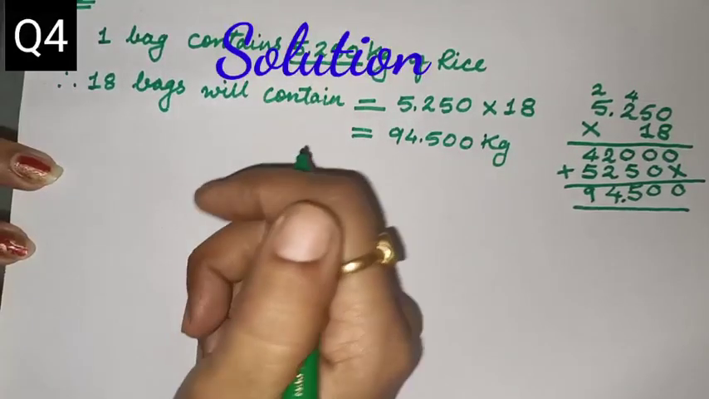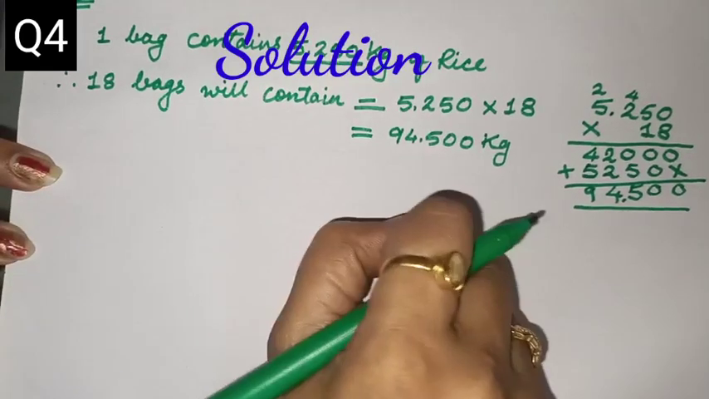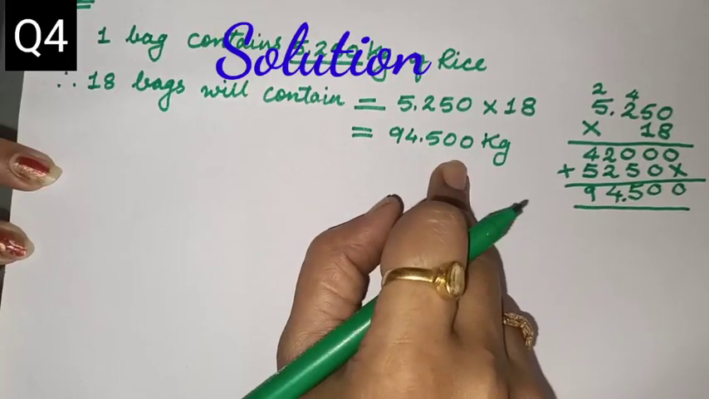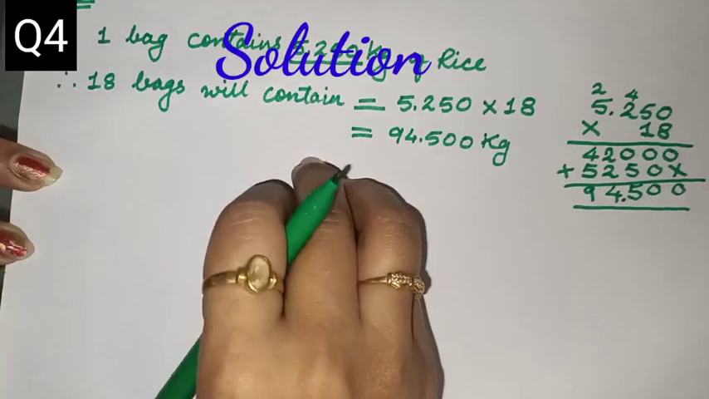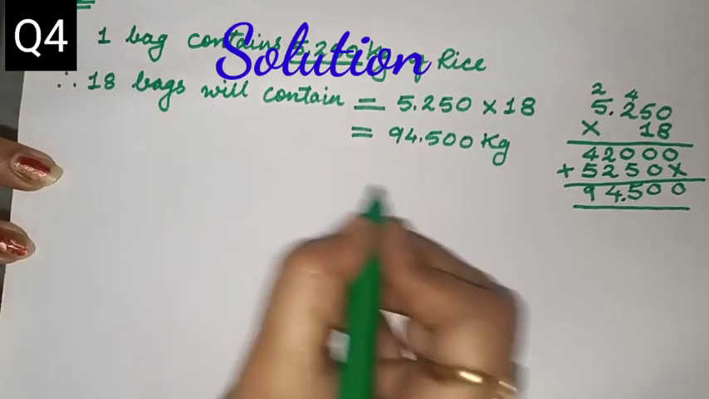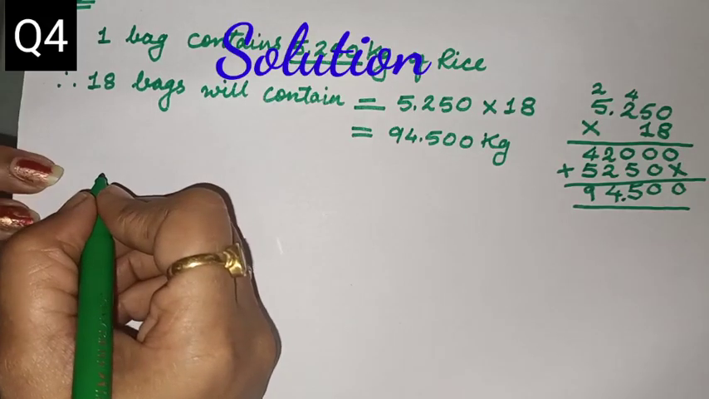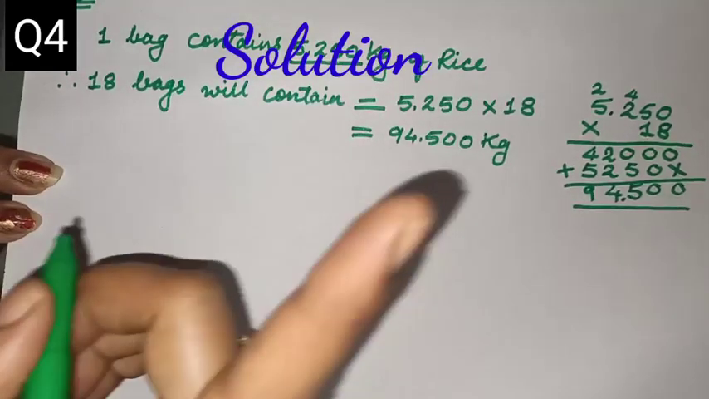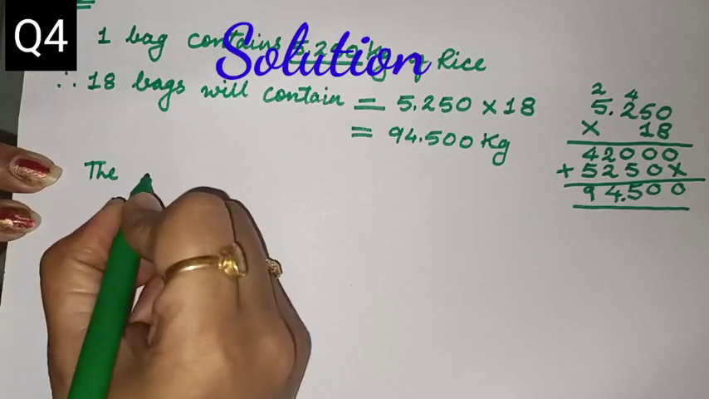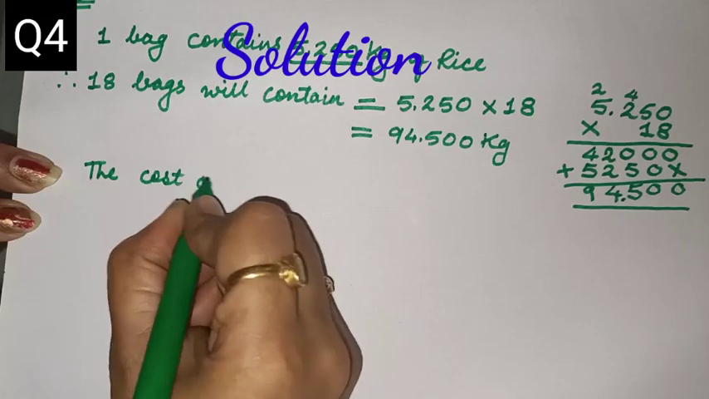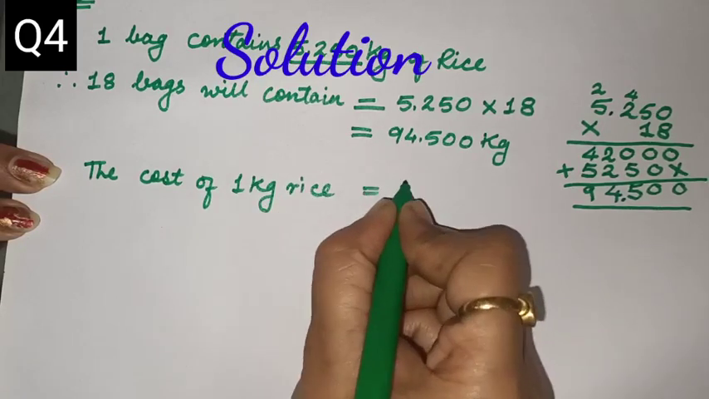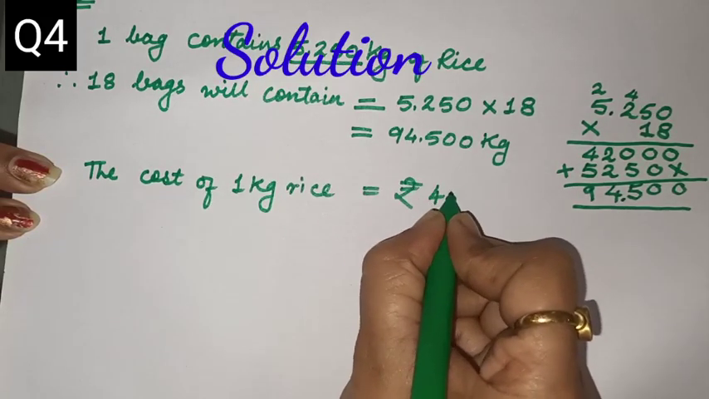Now what we have to find out here, we got how much rice did he buy altogether. So he bought 94.500 kg. Now if the rice cost rupees 42 per kg, how much did he pay for it? So let us see, the next step is, first we'll write the cost of 1 kg of rice. Just see, the cost of 1 kg rice is equal to rupees 42.